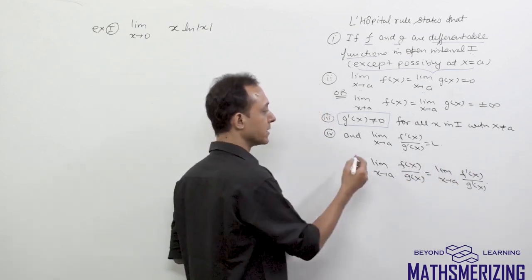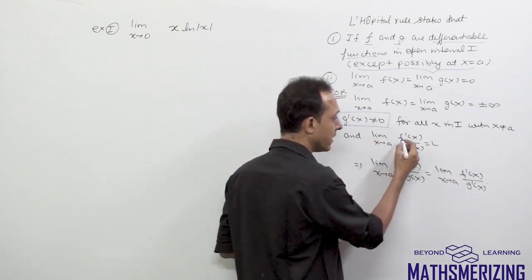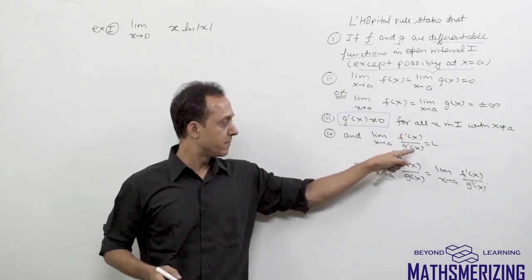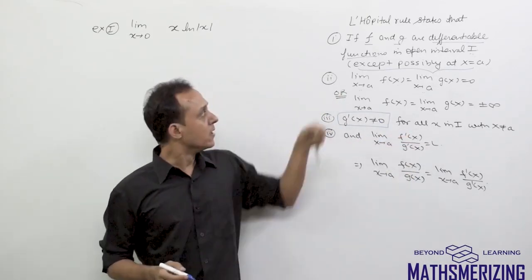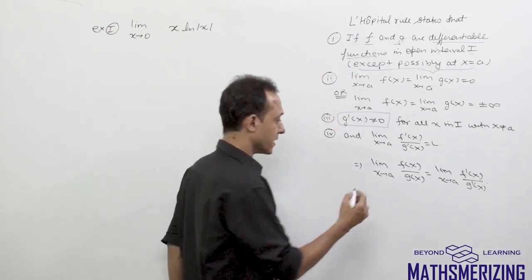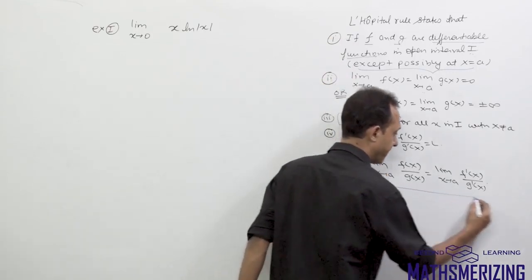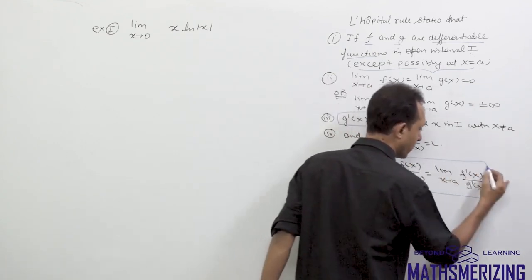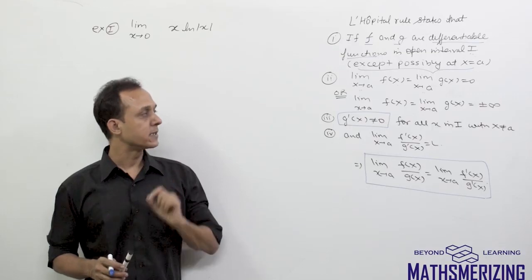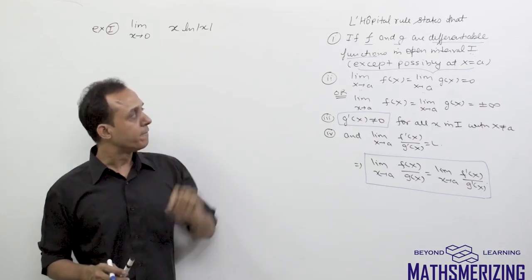And the fourth condition is that the limit as x tends to a of f'(x) upon g'(x) must exist, and suppose this limit is equal to l. So if all four conditions are met, then we can say the limit as x tends to a of f(x) upon g(x) is equal to the limit as x tends to a of f'(x) upon g'(x). Now we look at all the four conditions.